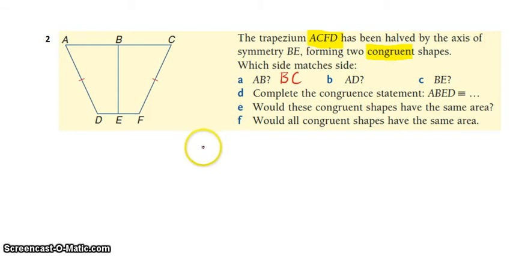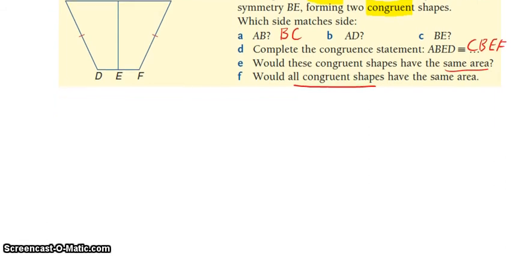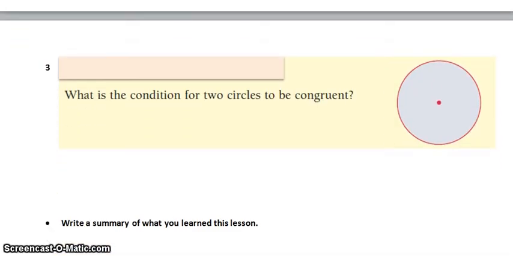Complete the congruent statement. So this is for part D. ABED, actually we can just fill it out up there. ABED is congruent to CBEF, the other shape. Would these congruent shapes have the same area? Would all congruent shapes have the same area? I want you to think about that. Remember, the area is the space inside the shape.